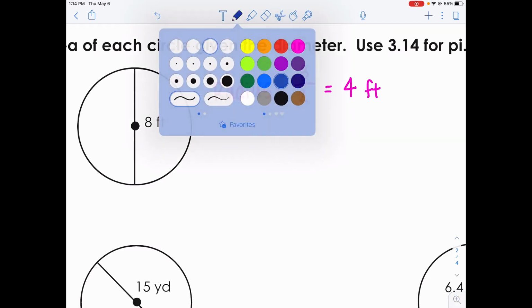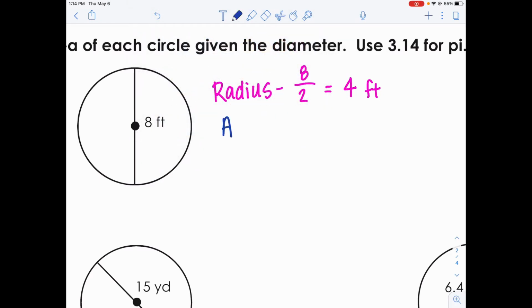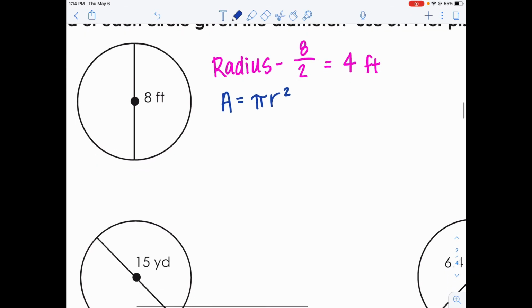Now that I have the radius, I can go back and I can use my area formula. Area is pi times the radius squared. Plugging in what we now know, area equals 3.14 for pi. For the radius, you have to go back and use the number that you found. So for this particular one, it was 4, and we square it. So remember, you're plugging the radius in there. You cannot plug the diameter in there.